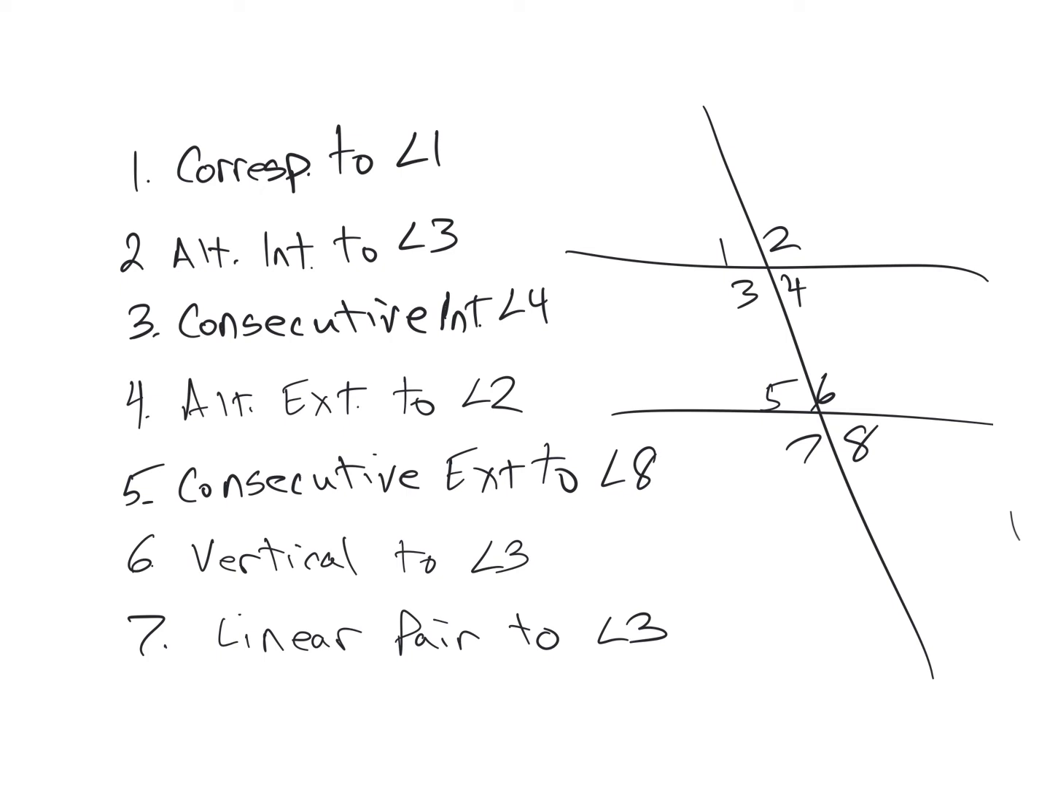Now here's the trick of all four of these words. If they're equal, then that means they're both acute or they're both obtuse. You can't have an acute angle being equal to an obtuse angle, right? So if you have an acute and an obtuse angle, that means they must be supplementary, adding up to 180. The only one that's like that is consecutive.